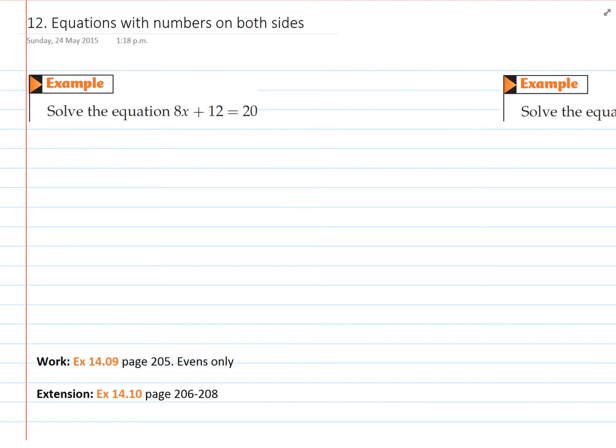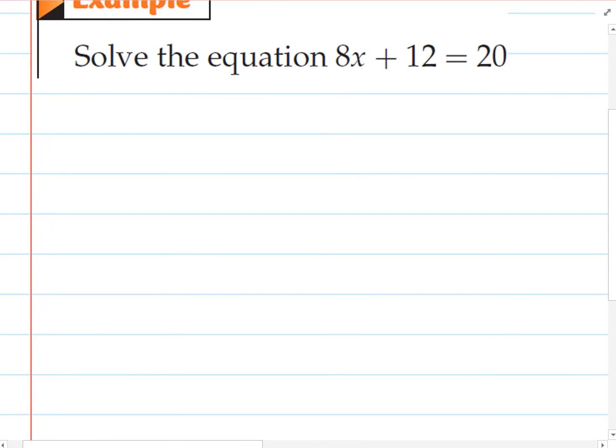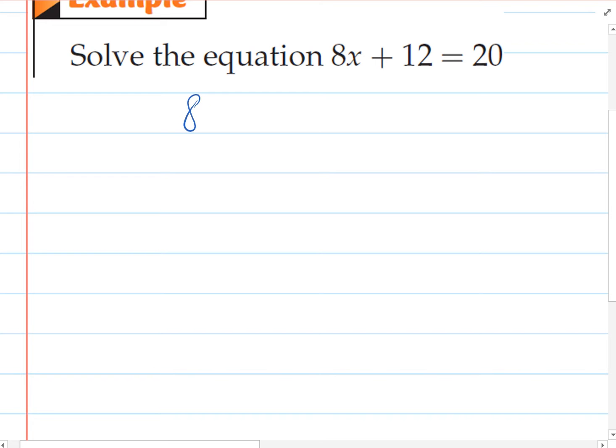Hi, Year 9s. In this video we are looking at equations where you've got numbers on both sides, and so we're going to look at it in a similar way to the ones that we've looked at so far. So my first step is going to be copying out this question. So we've got 8x plus 12 equals 20.